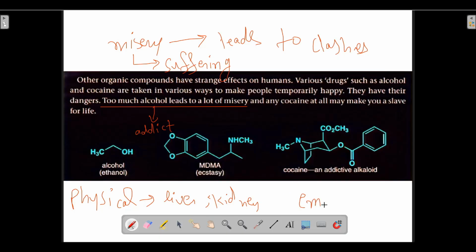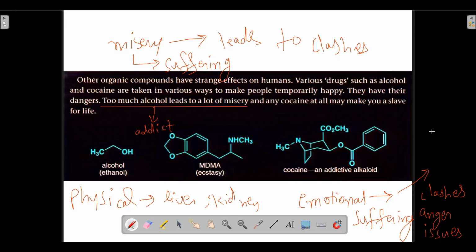Then emotional suffering is also there. So in this emotional suffering, what happens? There will be clashes in the home, then anger issues.